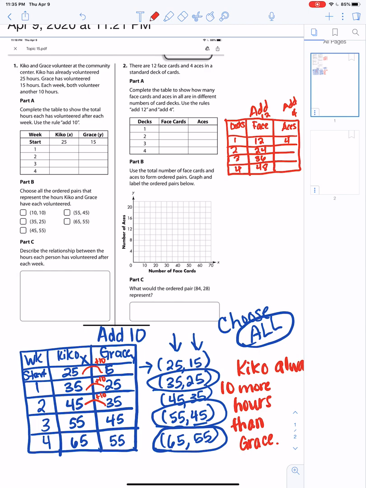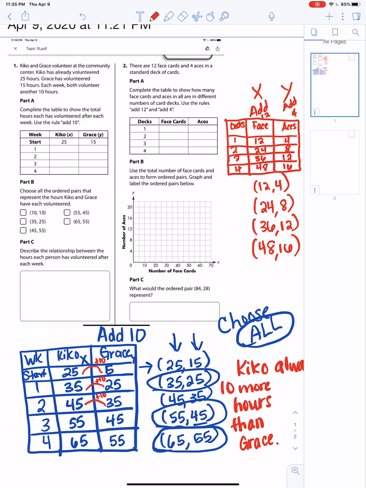Now over here the rule is add 4. So 4 plus 4 is 8. 8 plus 4 is 12. And 12 plus 4 is 16. So now, just like in my other example, I have created a set of ordered pairs. Think of this as X and this as Y. So my first ordered pair is 12, 4. My second ordered pair is 24, 8. My third ordered pair is 36, 12. And my fourth ordered pair is 48, 16.